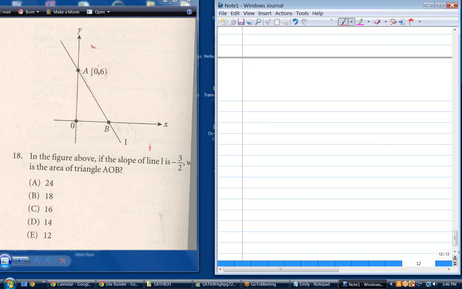The slope of the line is minus 3/2. What is the area of that triangle? So B is going to be (4, 0). Okay, so it'll be 12. Good.